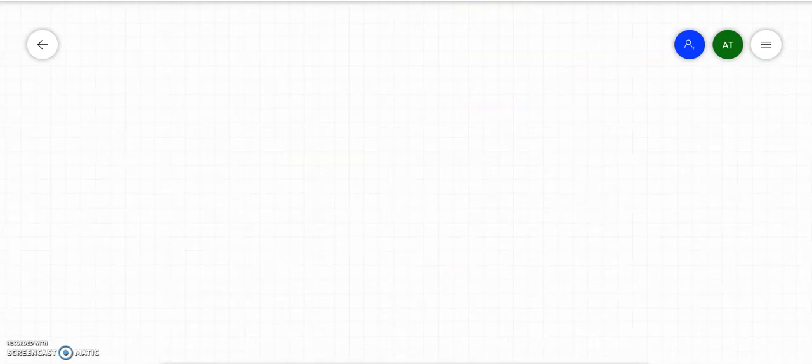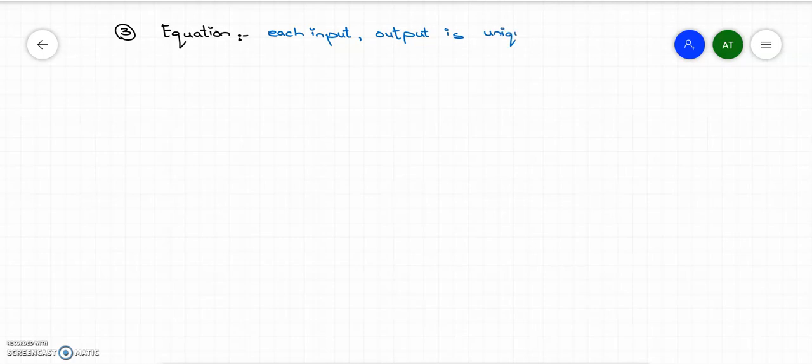The third way to check whether a given relation is a function or not is by using an equation. We can say that the equation represents a function if for each input the output is unique. It means when we are given an equation, we substitute an input, and when we get a unique output, then we can say that the given equation represents a function. Let me take an example of an equation.